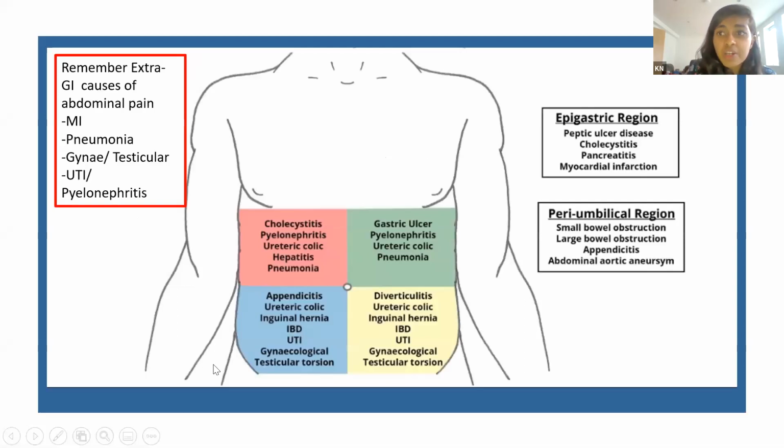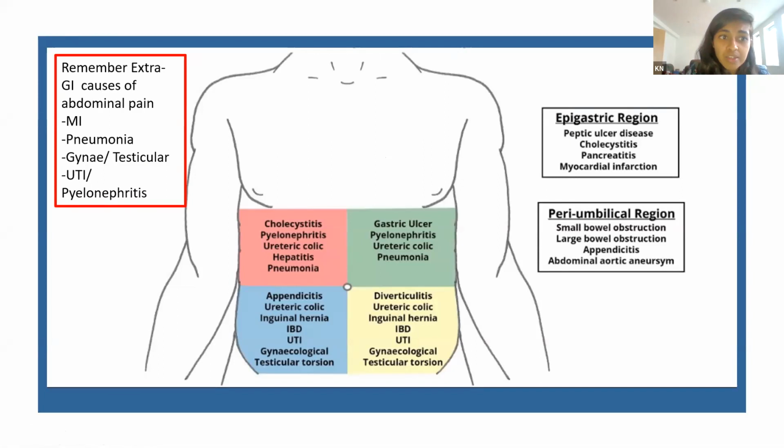So this was a really good picture. This is a picture that I really liked from Teach Me Surgery, which is a really good website for revising for surgery. I used it for MRCS as well. Essentially it divides the regions in the abdomen and what kind of pathology you would expect. The one thing I think is important to be very aware of is to remember the extra GI causes of abdominal pain.